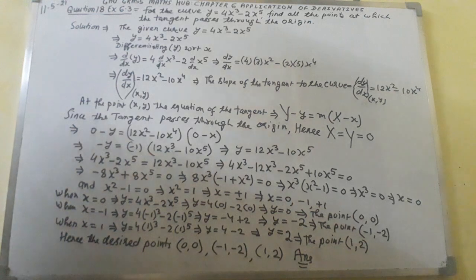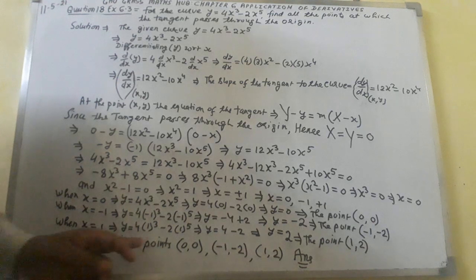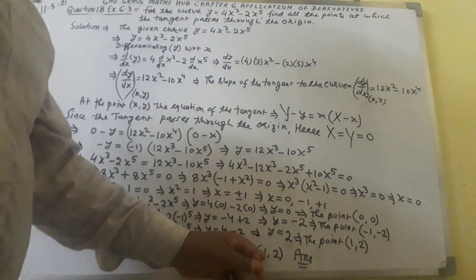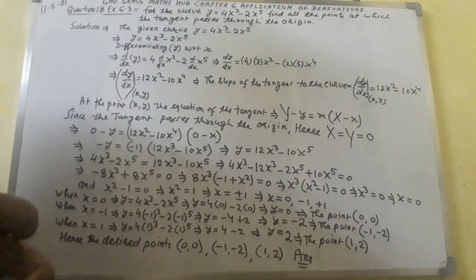This is the complete solution of question number 18 that has been taken from exercise 6.3, chapter 6, application of derivative, subsection tangent and normal, in which the correct answer we have got: the desired points 0 0, minus 1 minus 2, and 1 2. That will be the correct answer we have got.